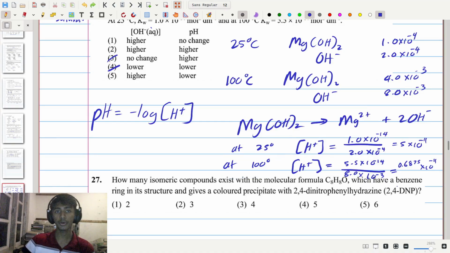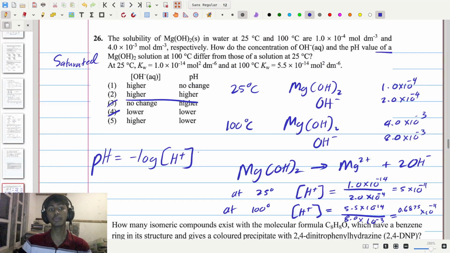So therefore, both the OH minus concentration and the pH are higher at 100 Celsius, and therefore the answer is answer number 2. Now here it should be noted, we only got this answer by assuming that we have saturated solutions over here. So with that, we're done with question number 26.